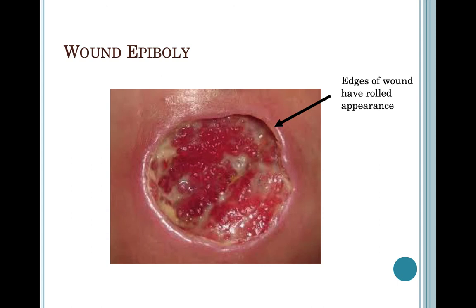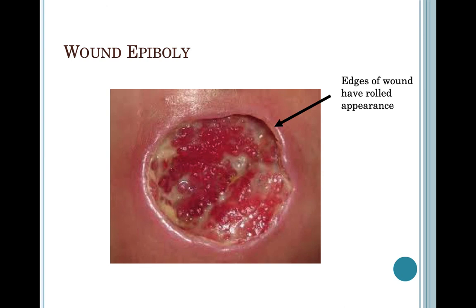Here's what I was talking about before in terms of wound epibole. The E in the TIME model tells us to check the edges of the wound. Here we have the edge of the wound showing a rolled appearance. And the reason why that's significant is that that rolled appearance comes from new epithelial cells that are trying to migrate from the edge of the wound to cover the defect, but something's stopping them from coming across the bed of the wound. So instead they start to turn under or curl under at the edge of the wound.